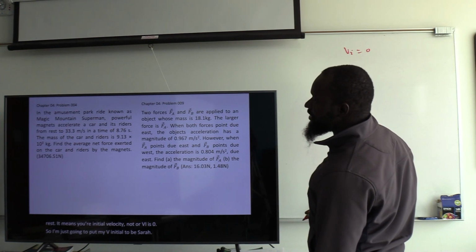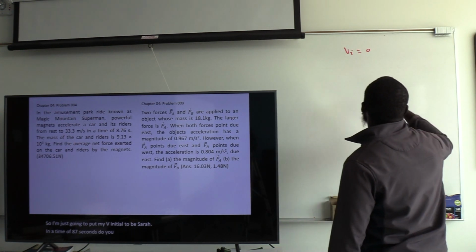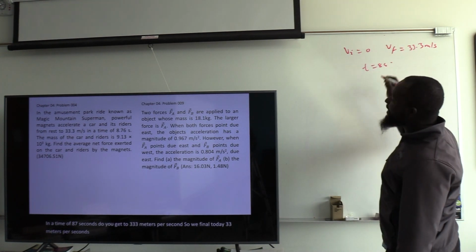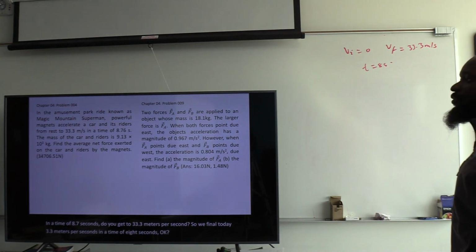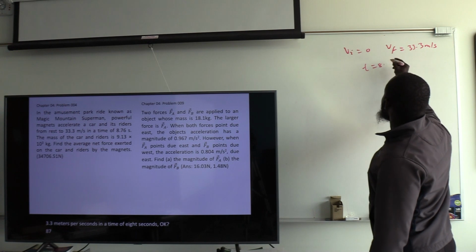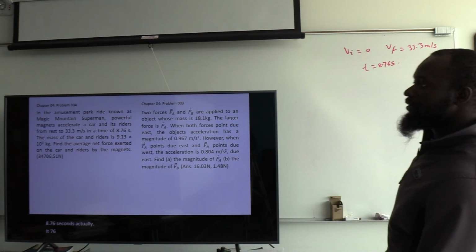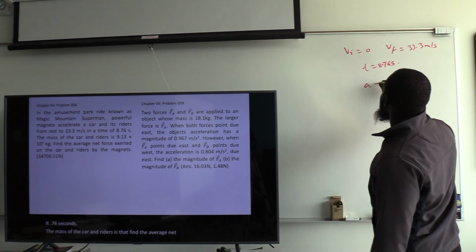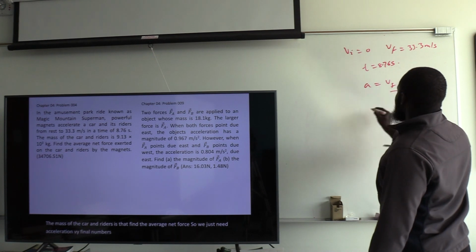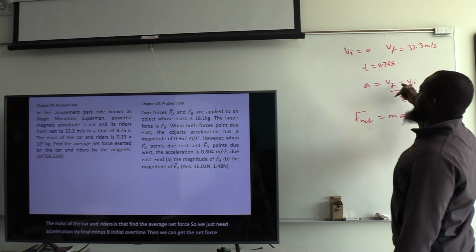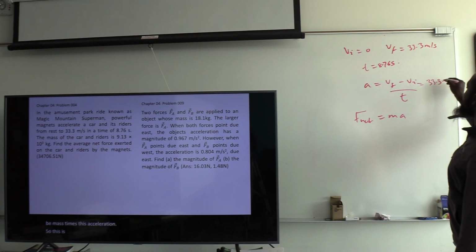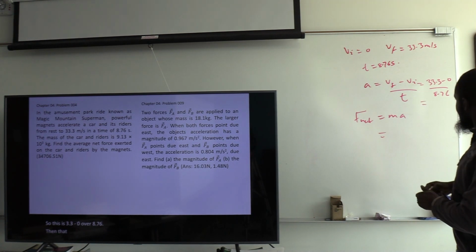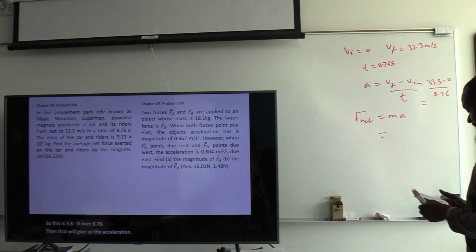In a time of 8.76 seconds, they get to 33.3 meters per second. So V final is 33.3 meters per second in a time of 8.76 seconds. The mass of the car and riders is given. Find the average net force. So we just need acceleration: V final minus V initial over time. Then we get the net force as mass times this acceleration. So this will be 33.3 minus 0 over 8.76, which gives us the acceleration. So 33.3 divided by 8.76.